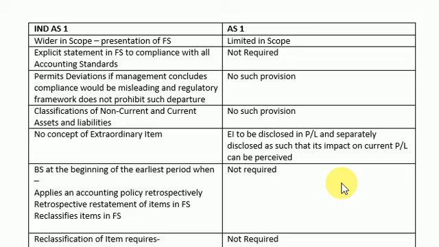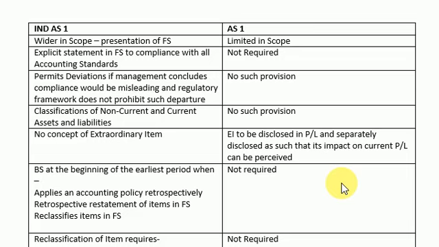Ind AS 1 permits deviation if management concludes compliance would be misleading and the regulatory framework does not prohibit such departure. So if some presentation is required in some industry, or some specific thing is present in the industry for which the Ind AS prescribes a solution that is not going to solve the problem, or the presentation will be so haywire or distorted, or the transparency will be jeopardized, then in that situation the management has the liberty to use its intellect and present it in a better way, which gives a better presentation of the financial statements in a true and fair manner. In AS 1 no such provision was there.